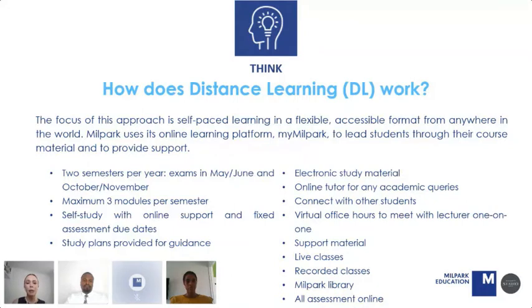You can take a maximum of 3 modules per semester. If you take 3 in semester 1 and 3 in semester 2, and you pass everything the first time round, then you complete the qualification in the minimum duration, which is 1 year. The qualifications are designed for self-study, but there is a lot of online support. And then we have some fixed assessment due dates. So you have certain due dates within the module, but the rest of the time, it's about self-study and working around your schedule, be it at work or at home.